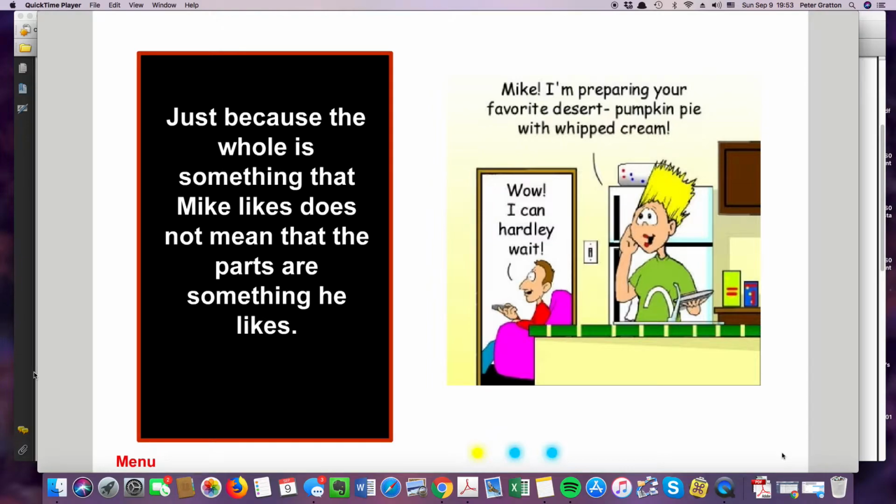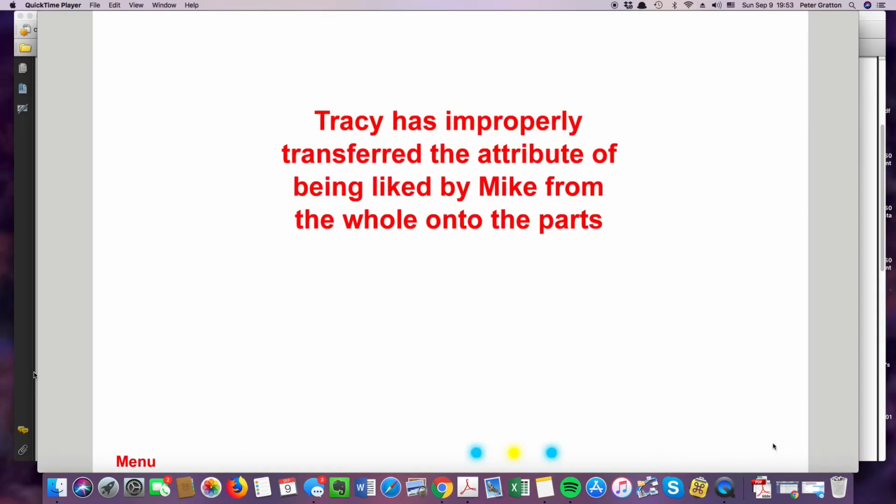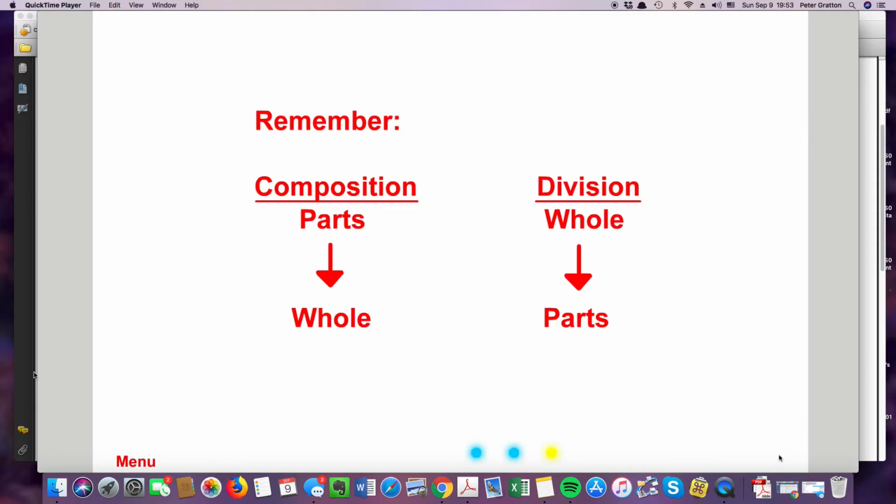Just because the whole is something that Mike likes does not mean that the parts are something that he likes. Right? Nobody eats raw flour. She's transferred the attribute of being liked by Mike from the whole onto the parts. That's division. Okay, composition from the parts to the whole, division from the whole to the parts. Okay, and again, this gives you that. Composition, parts to the whole, division, whole to the parts.